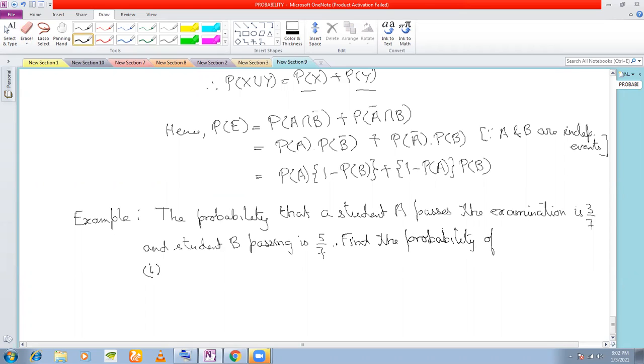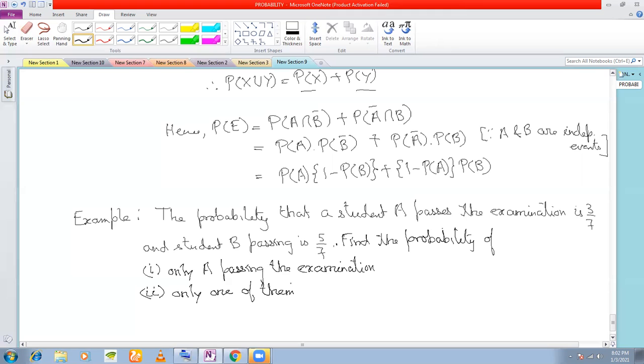Number one, only A passing the examination. Only A passes. What do you mean by only A? Sir, only A means A intersection B complement. Exactly. Because only A means A passes and B fails. Understood?